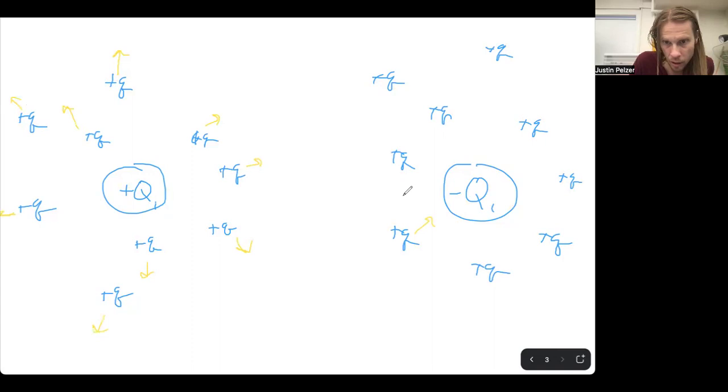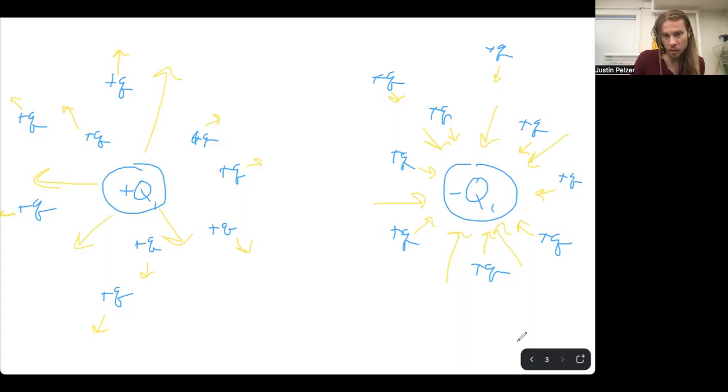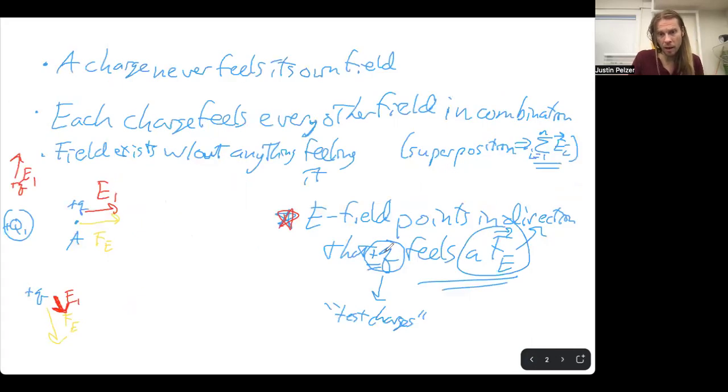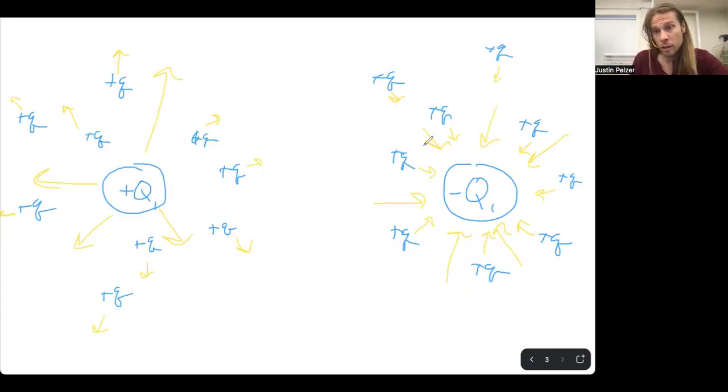So what does that mean? That means electric fields point away from positive and toward negative. So an electric field will always point out of positive charges, and electric fields will always point into negative charges. You can kind of just memorize that, but it comes from this convention that the electric field points in the direction a positive test charge feels an electric force. So it's the same vector direction as the electric force.